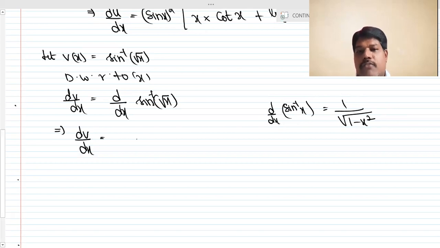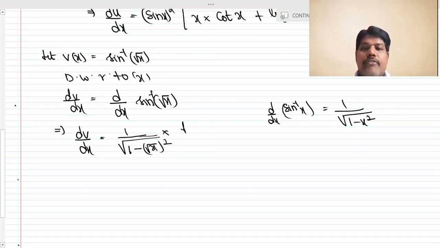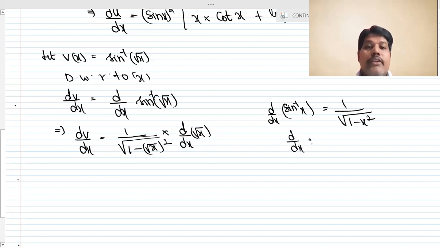So here, what is the form? Sin inverse of root x. So 1 by root of 1 minus f of x, and f of x is nothing but root x, so root x whole square, into the derivative of root x. Already we know the derivative of root x. The derivative of root x is nothing but 1 by 2 root x.